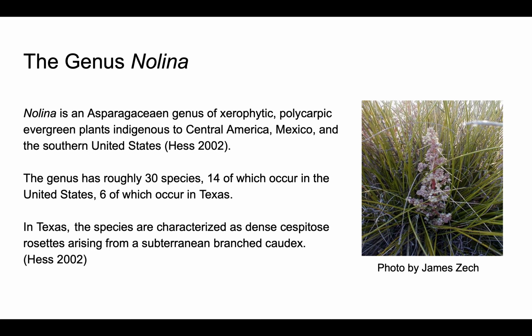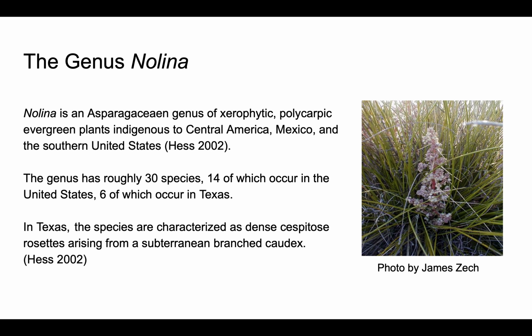The genus has 30 species and growing. I think 32 is actually the more recent count. But 14 occur in the United States, and 6 of them are in Texas, which makes Texas the most speciose region for Nolina.